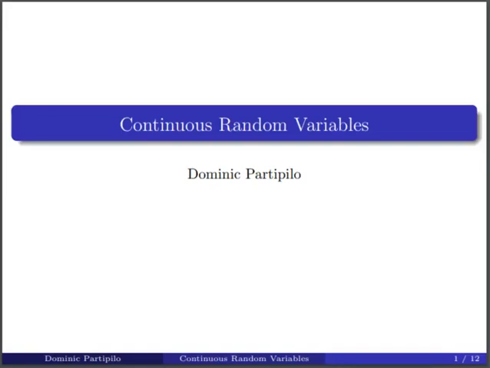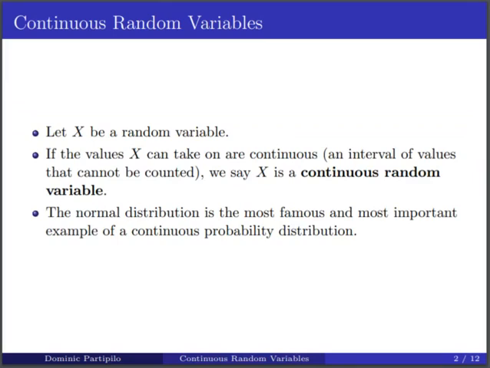Hey everyone, so in this video we're going to be talking about continuous random variables. We can let x be a random variable, and if the values x can take on are continuous, then we say x is a continuous random variable. And remember we made the distinction between what discrete means and what continuous means.